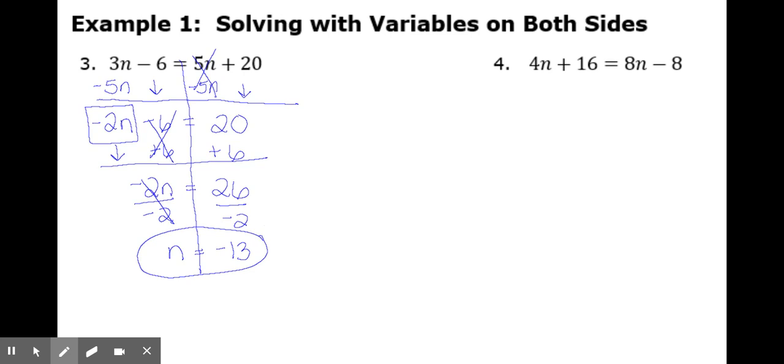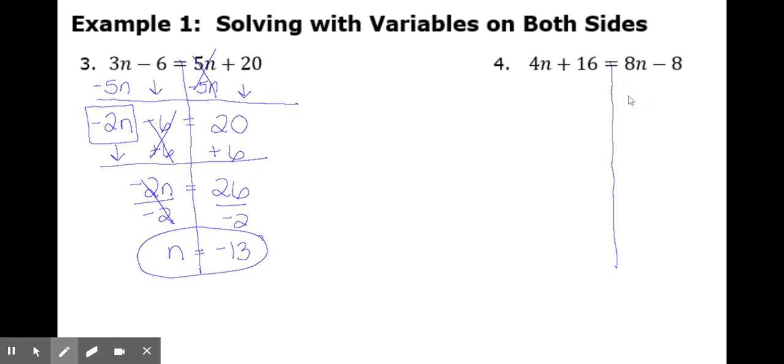One more problem today, and this problem is going to be a you try problem, so follow along with me. Problem number 4. Draw my line down the middle. Let's look to see if we can simplify. Can I simplify the left-hand side of this equation? No, there's no parentheses, and I cannot combine like terms. Can I simplify the right side of this equation? No, there's no parentheses, and I still cannot combine like terms.